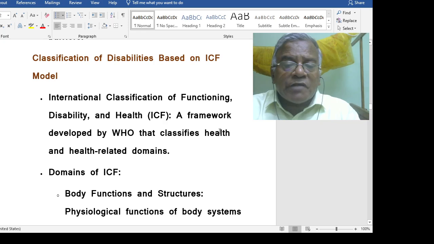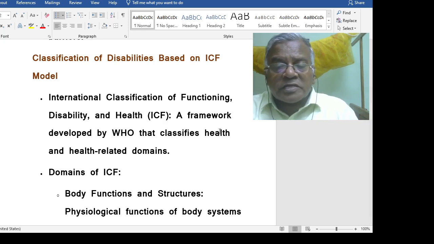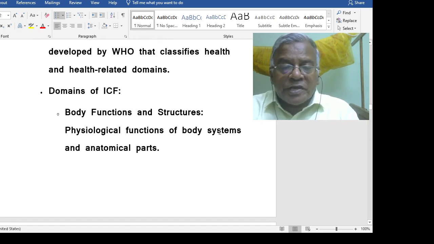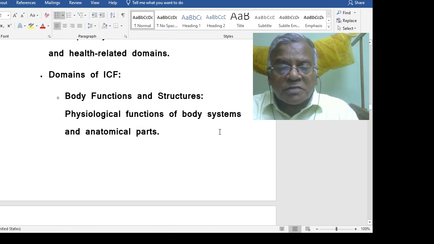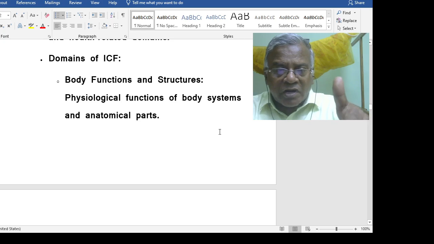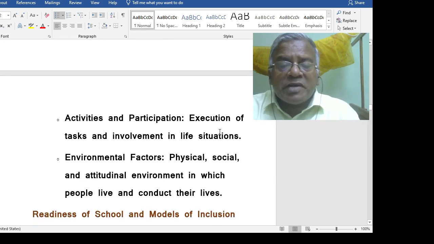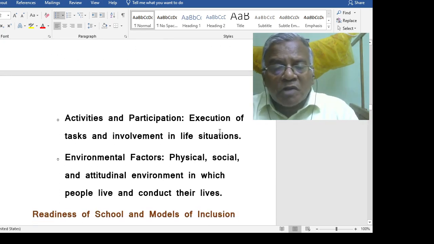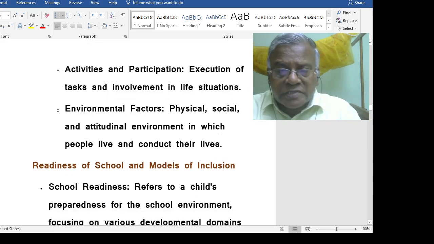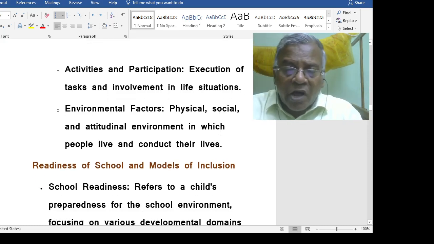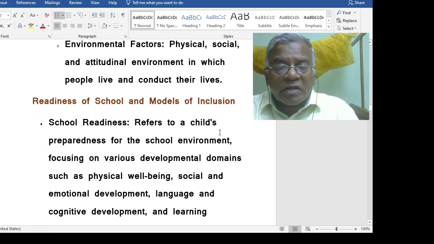Classification of disabilities based on the ICF model, International Classification of Functioning, Disability and Health. A framework developed by the World Health Organization that classifies health and health-related domains. Domains of ICF: body functions and structures, the physiological functions of body systems and anatomical parts. Then activities and participation, execution of tasks and involvement in life situations. There are also environmental factors: the physical, social and attitudinal environment in which people live and conduct their lives.